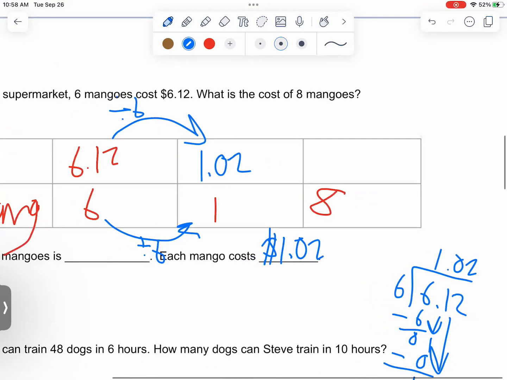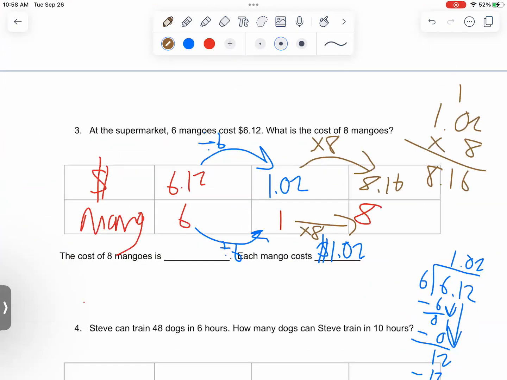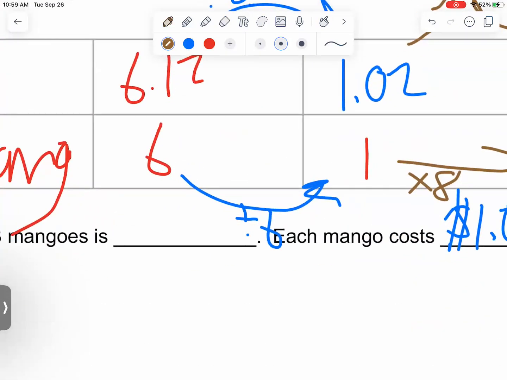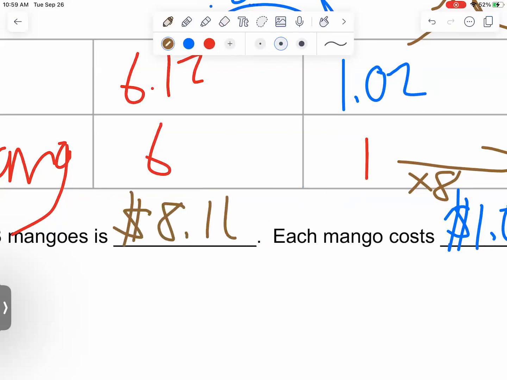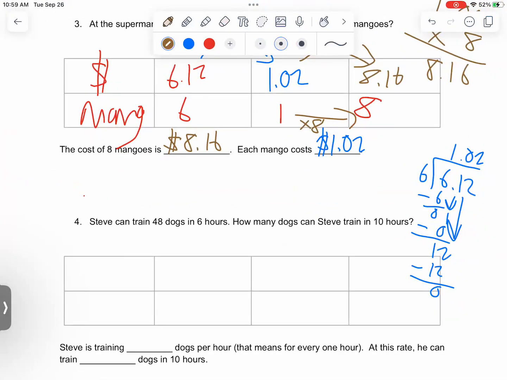Okay. But here we're looking for how much for 8 mangoes. That's going to be times 8. All right. So $1.02 times 8. 2 decimal places in the problem. So 2 in the answer. So it's 8.16. So therefore, the cost of 8 mangoes is $8.16. All right. Number 4, Steve can train 48 dogs in 6 hours. How many dogs can he train in 10 hours?